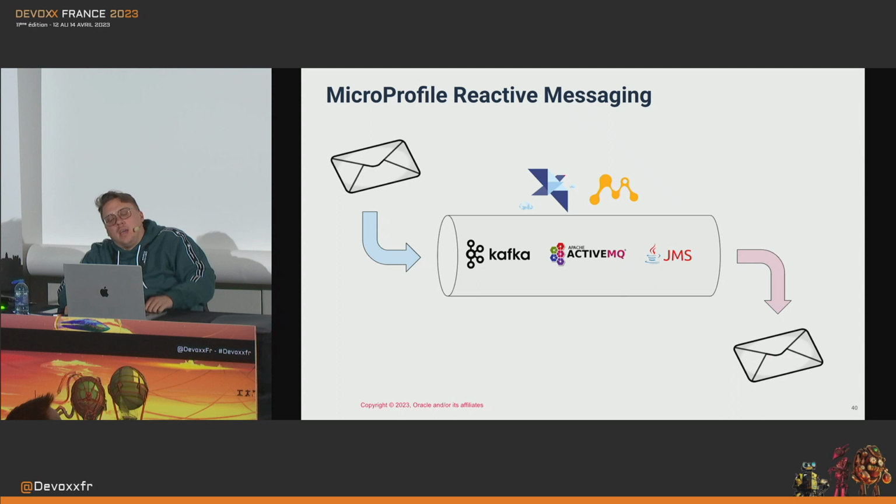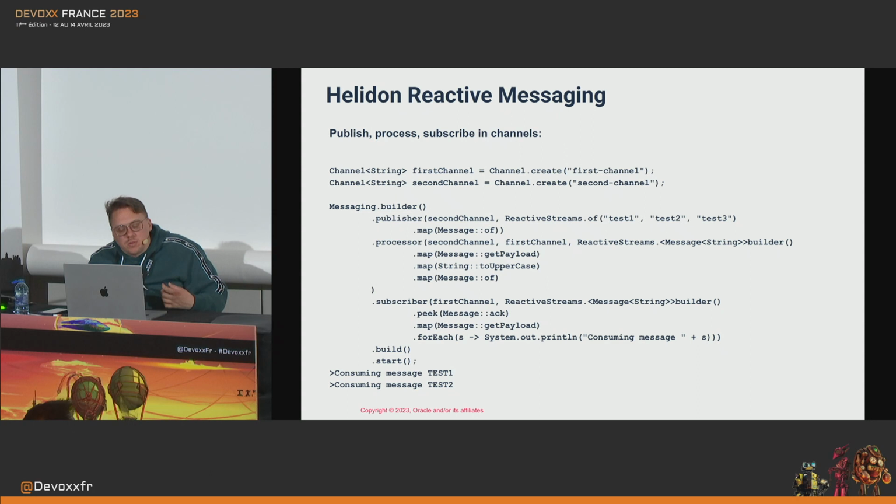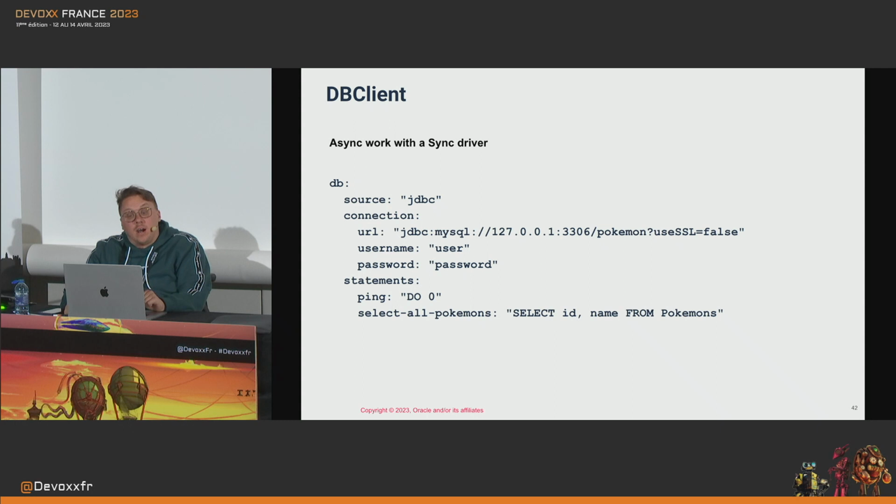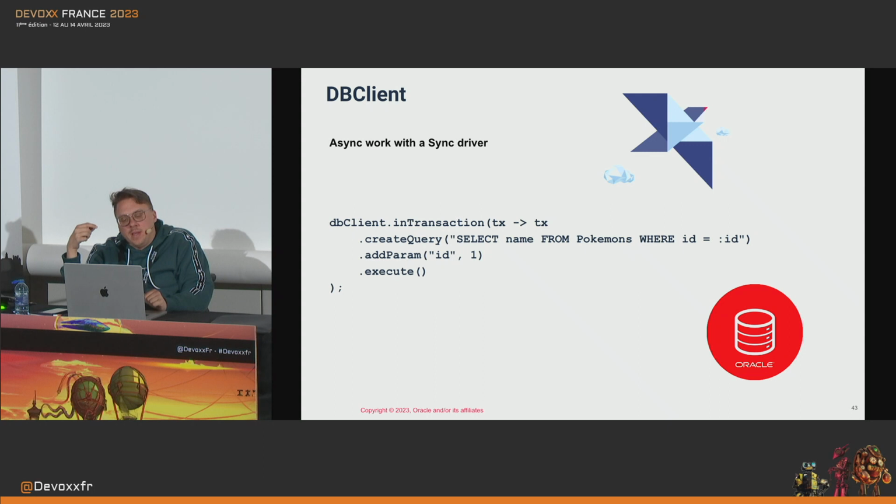That's why for messaging there is reactive messaging, by the way, based on MicroProfile Reactive Messaging. You just combine the channels, publisher, processor, subscriber, like in the APIs, and everything simply goes reactively. Even for the database, you know that JDBC is blocking, because it's one of the oldest technologies we use in the Java world. To make a synchronous driver work in an asynchronous environment, we created our own DB client, which runs the driver inside a different executor, which is kind of cool. But once again, it's not cheating, but we have to care about it because it is reactive.